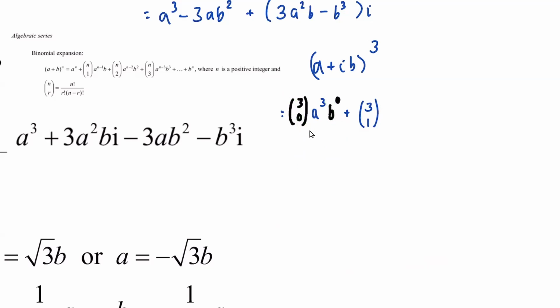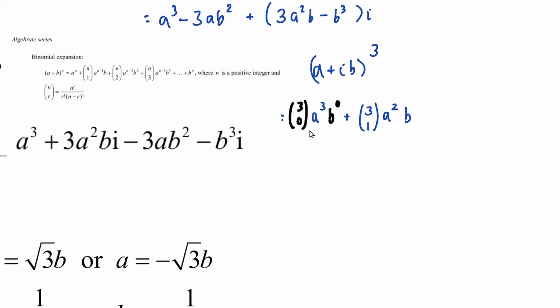Then continue the pattern. 0 goes to 1 already. What's the next one? A power n minus 1. So what's n minus 1? A squared, exactly. What's the pattern here? You just minus 1. What's the pattern here? You just plus 1. Then how about here? You have b power 0, now it becomes b power 1, plus 1. So what do you notice about the sum of the powers? This one goes down by 1, this one goes up by 1, so they will always stay the same, right? 3 plus 0, 3. 2 plus 1, 3. Next one.